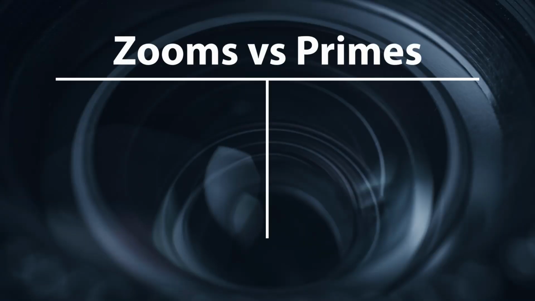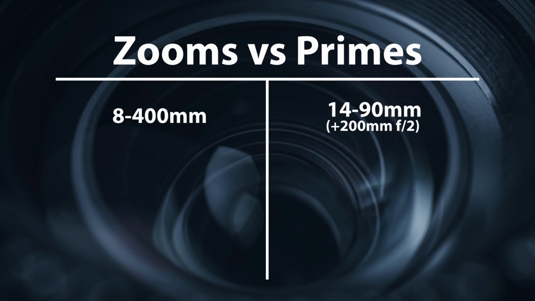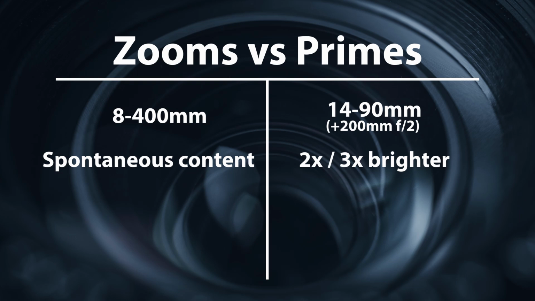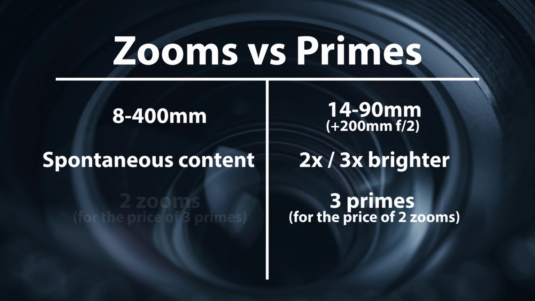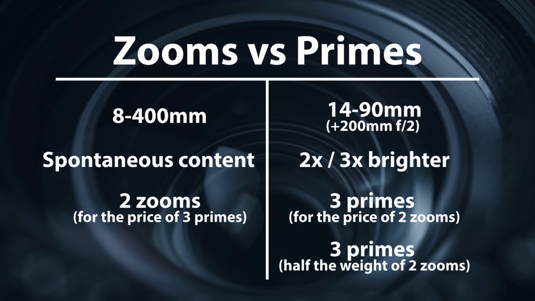So to summarize these facts, zooms cover a wider range of millimeter options: 8-400mm versus 14-90mm, or 14-200mm if you want to include the 200mm f2. Zooms are better for randomly changing content and reacting to fleeting unplanned moments. Primes are 2 to 3 times brighter. You can get 3 primes for the price of 2 zoom lenses, and those 3 primes would weigh half as much as 2 zooms. But what seems to be starting to become a theme in my videos is an indecisive conclusion.